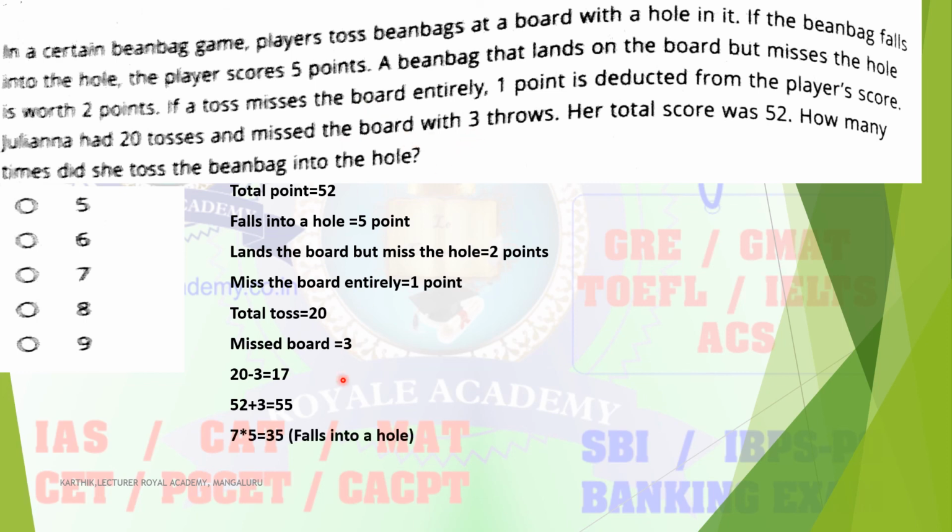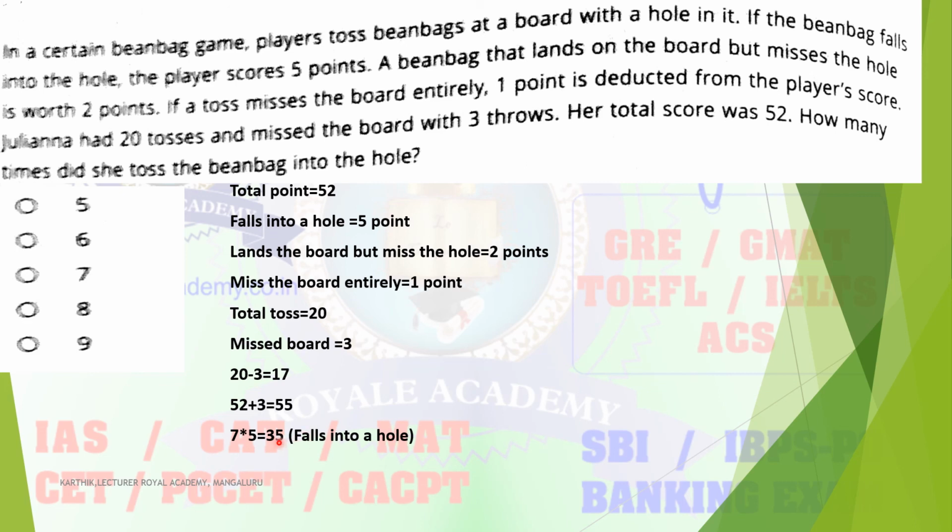Okay. Next what happens? See here, the options are there. I will choose 7. 7 is nothing but she tossed the bean bag directly into the hole. So in that 17 I will choose 7. 7 directly falls into the hole. What is the points? 5 points. So that 7 into 5, how much? 35.